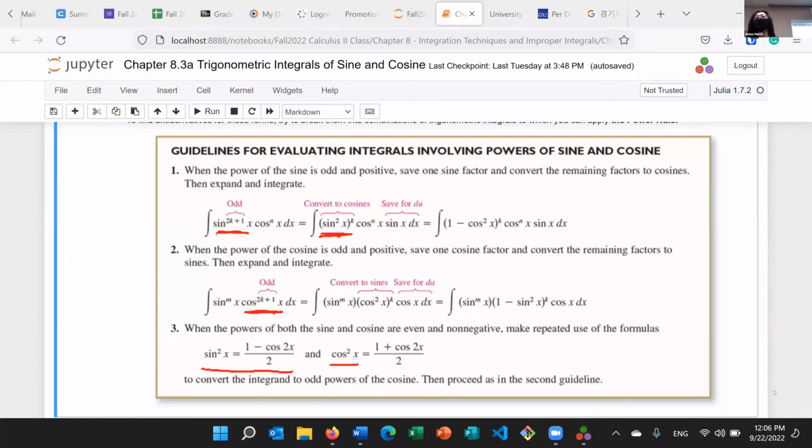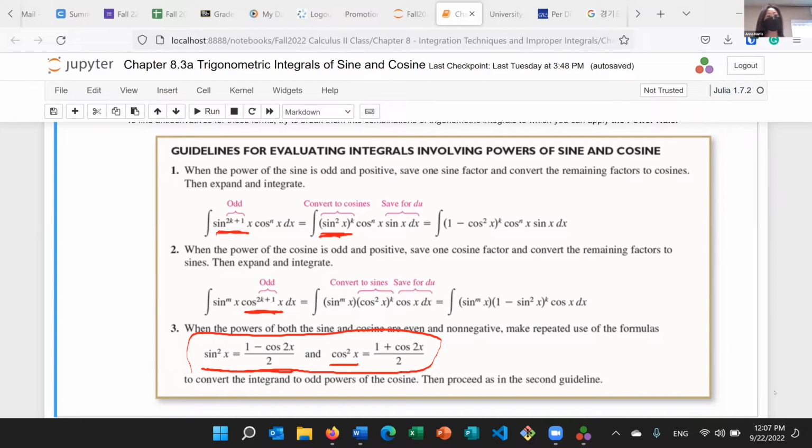Also, you can do this. If you have a sine squared, you can reduce the power by using (1 minus cosine 2x) divided by 2. If it's a cosine squared, you can reduce the power by using (1 plus cosine 2x) divided by 2. These are trigonometric identities. They're called reducing power because the sine used to have a square power, but now the cosine only has one power. When you reduce the power, you know how to take any type of derivative.